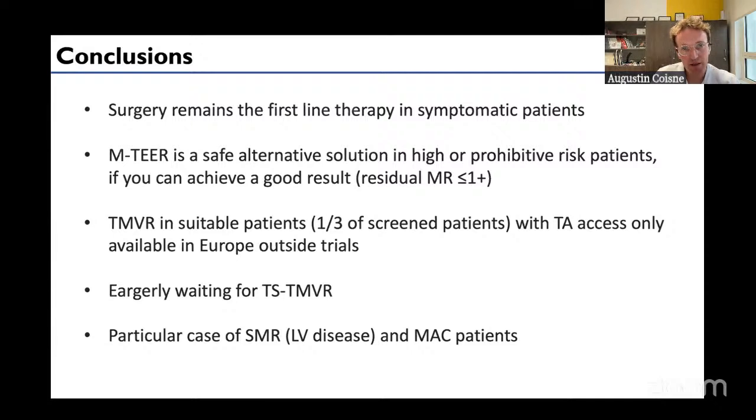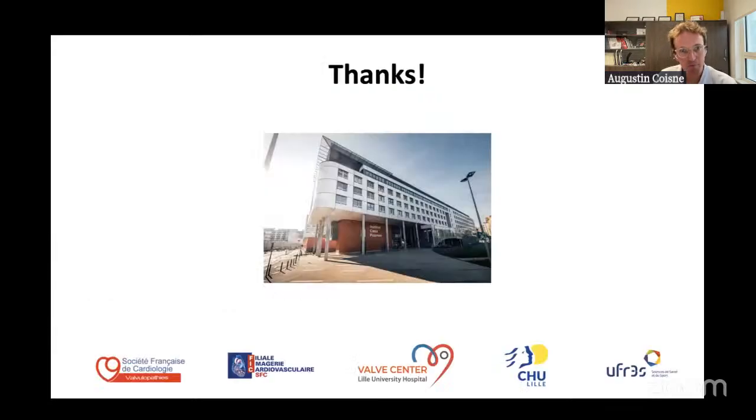So far, let's say only a third of patients screened are eligible for TMVR devices. We only have transapical access available in Europe outside trials, of course, but we are waiting for transseptal TMVR devices. And I do believe that secondary MR with a very important LV disease and MAC patients are very separate populations with very different phenotypes. Thank you very much.